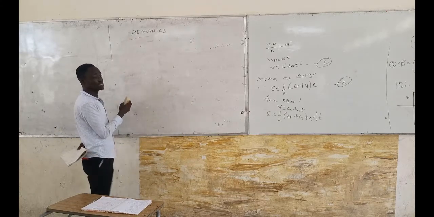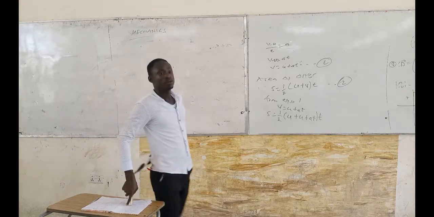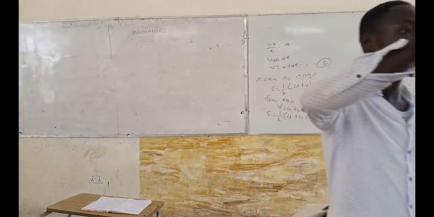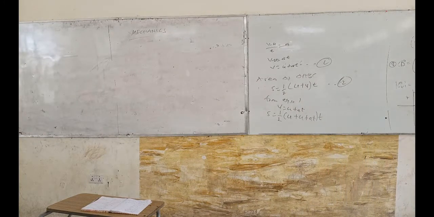So you see, with these 5 equations that we have, you can summarize them somewhere. Then you put them in a box. You only prove them when you are required to prove. So you can summarize them: v equals u plus at, s equals ut plus half at squared, and so on.